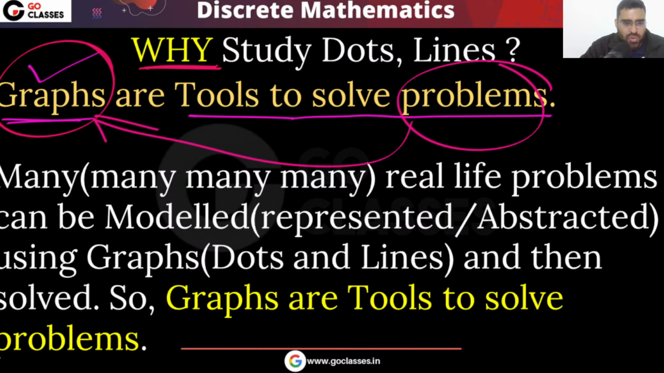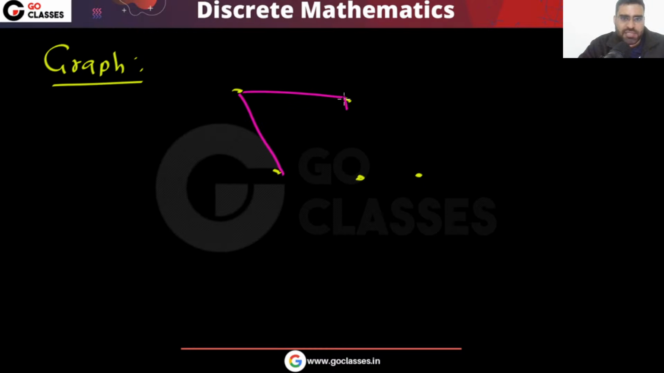Now, can you tell me that dots and lines are very important? Are you convinced that dots and lines are very important? Yes or no? So what is a graph? We have already seen. A graph is just some dots and lines. Some dots, some nodes are there, and these are connected by lines. So you can see this is a graph, and why we study graphs. Is that clear to you?